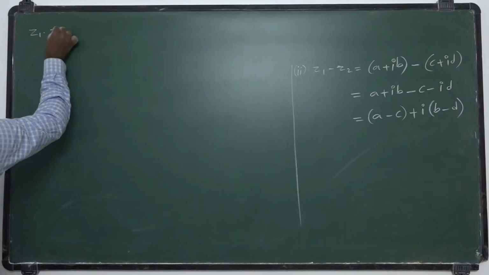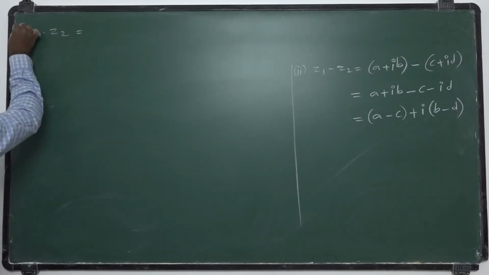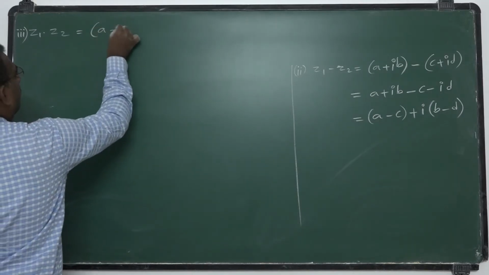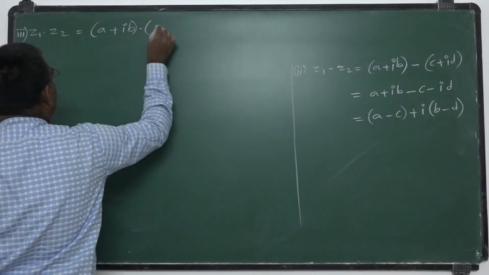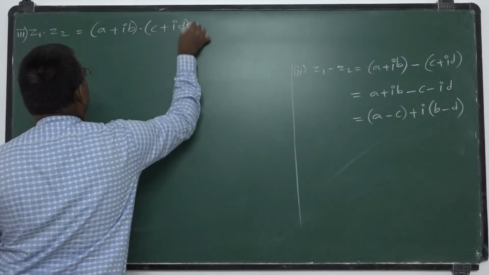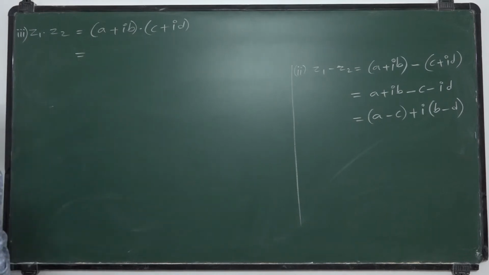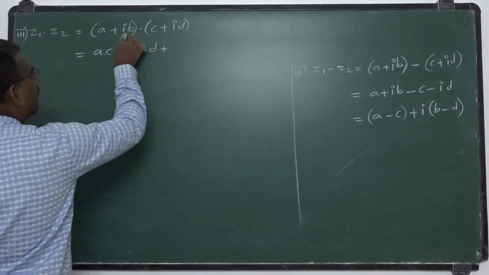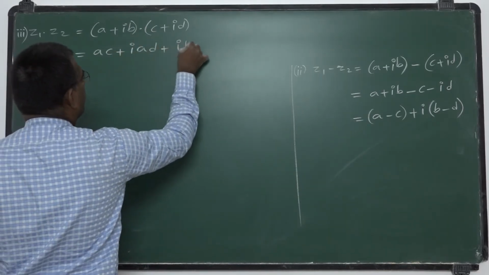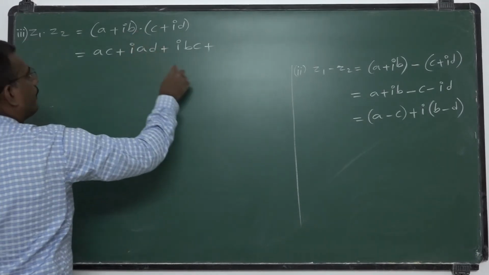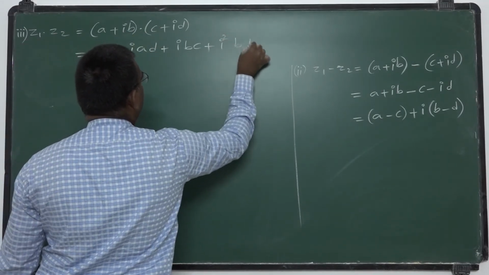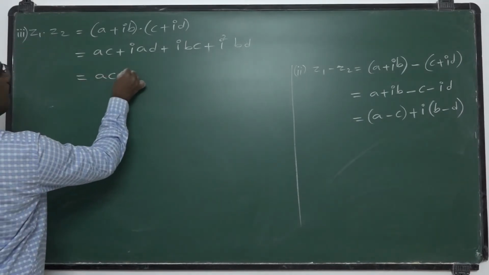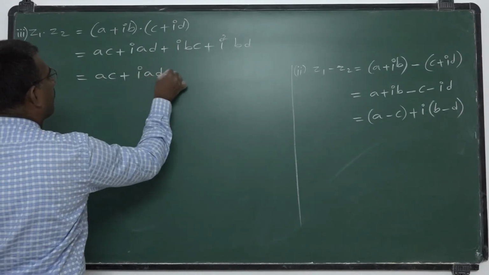Third one, multiplication of complex numbers. z1 is a plus ib, z2 is c plus id. First multiplying a with c plus id gives ac plus i ad, next multiplying ib with c plus id gives ibc plus i square bd. ib into id is nothing but i square bd. So this is equal to ac plus iad plus ibc.